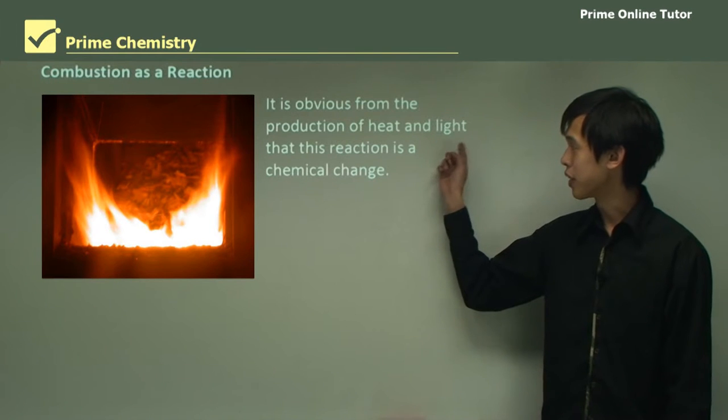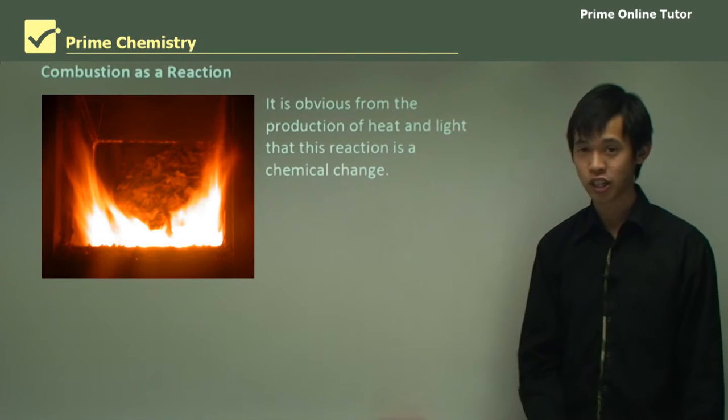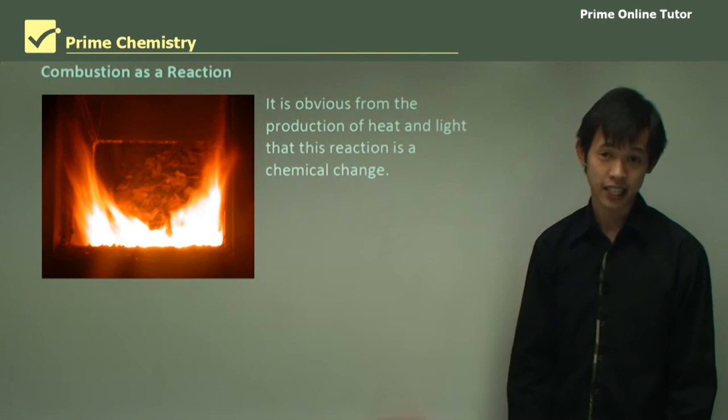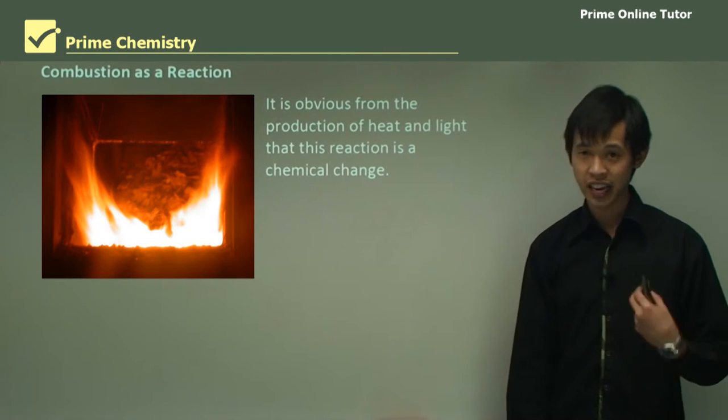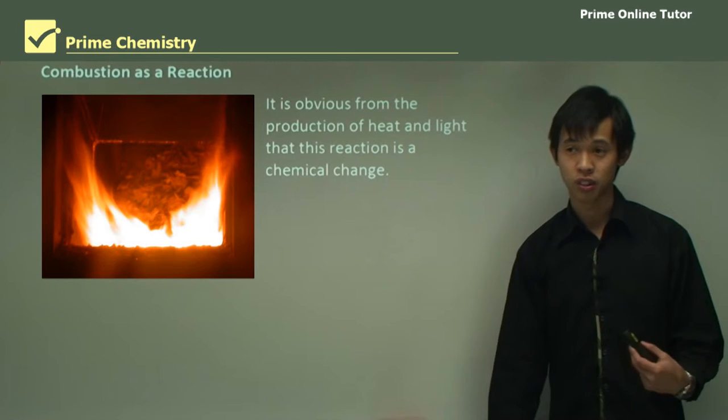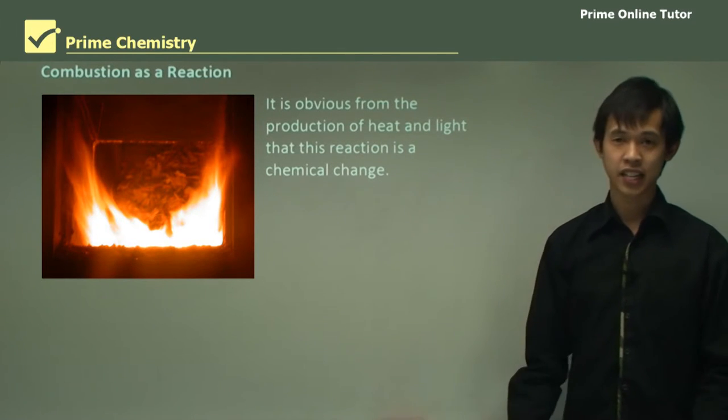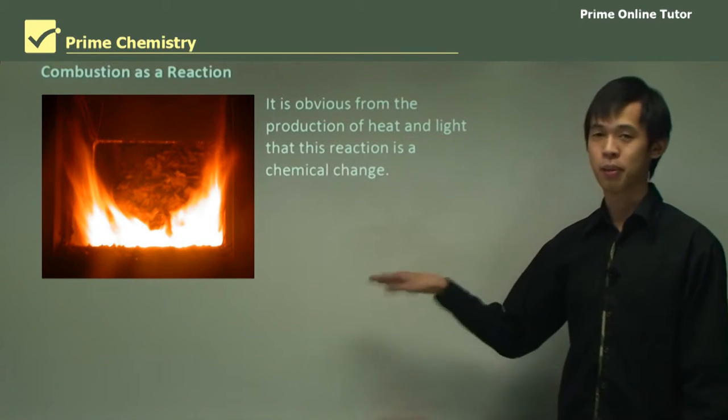So it's obvious from the production of heat and light that this is a chemical change. We talked about this last lesson, what a chemical change is and what a physical change is. Because the heat release is so big and there's also light as well as gas production, we can see that it's a chemical change.